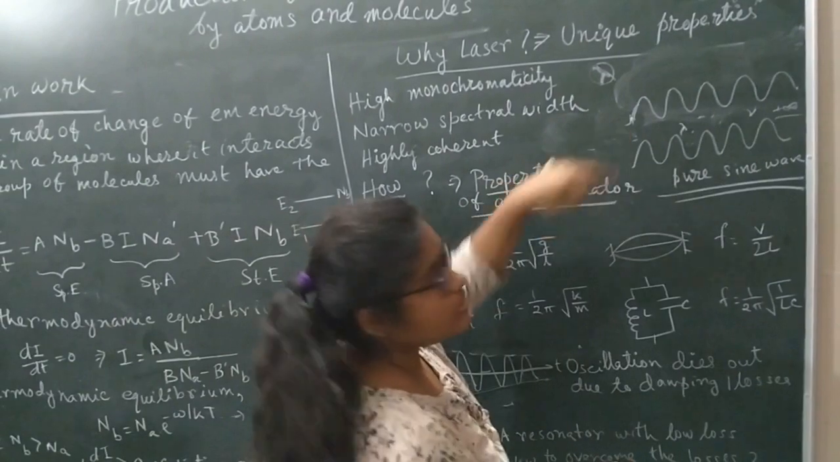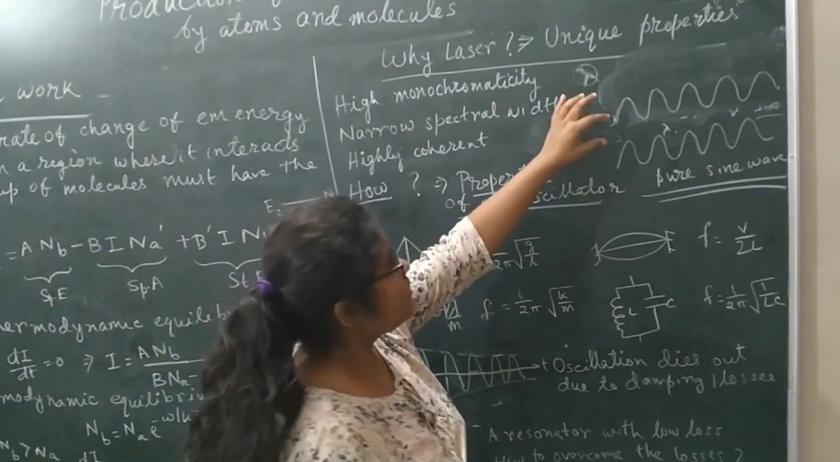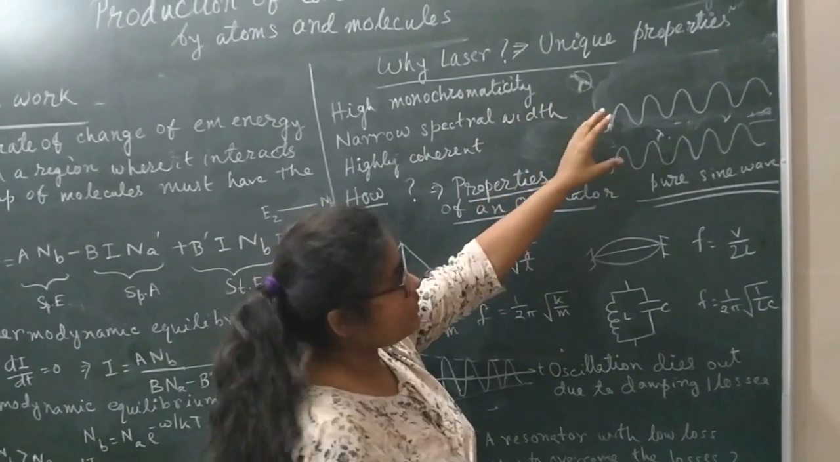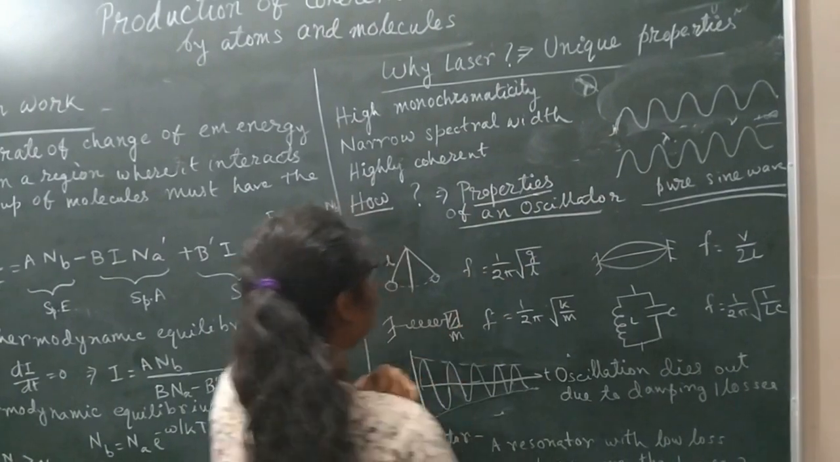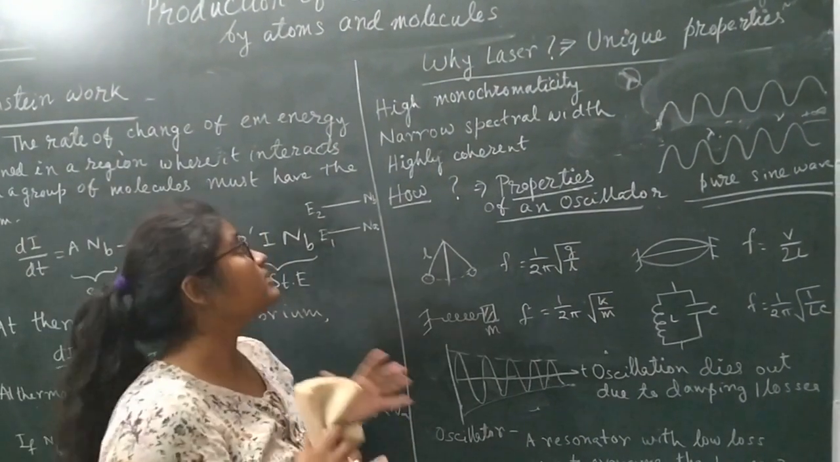So the correlation between the waves is that they have some definite phase relation, whether the phase difference is 0 or constant. Okay. Now, how can you get this? What are the ideas behind the laser?